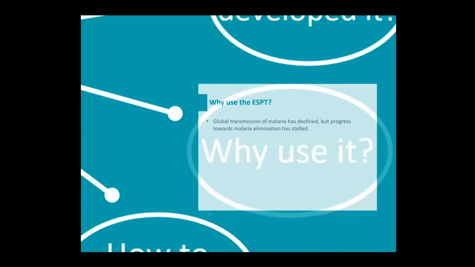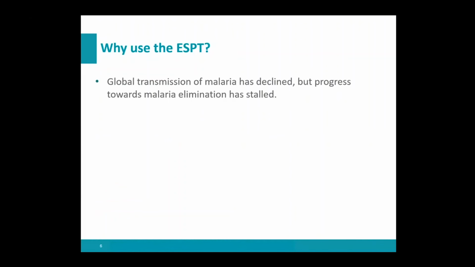Why use this tool? Well, even though the global transmission of malaria has declined, progress towards malaria elimination has stalled. Vector control is a key component of malaria control, and ensuring effective vector control requires programs to understand why and where transmission is persisting and necessitates monitoring of trends as interventions are deployed over space and time. This is critical to accelerating progress towards malaria elimination.